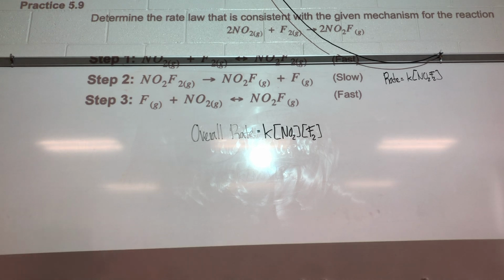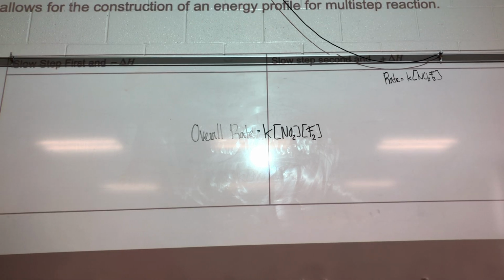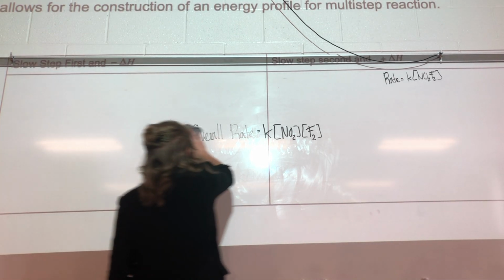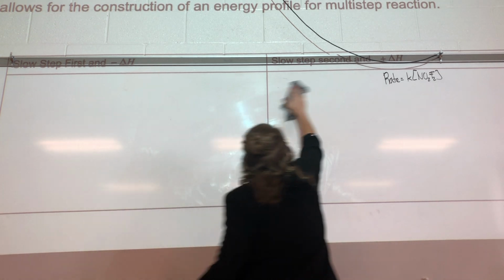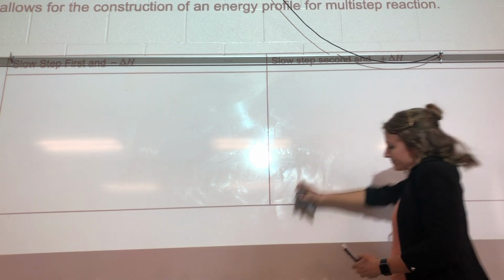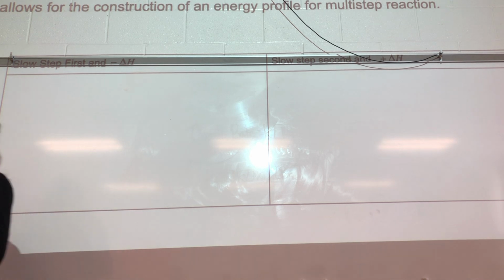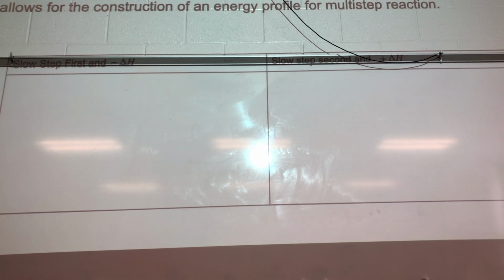Okay, last thing, let's draw some pictures of our graphs. We've talked a lot about them, but let's have them in labels. This first box, we want to draw an example of a 2-step reaction where the slow step is first and the delta H is negative. So first off, what does it mean if the slow step is first?